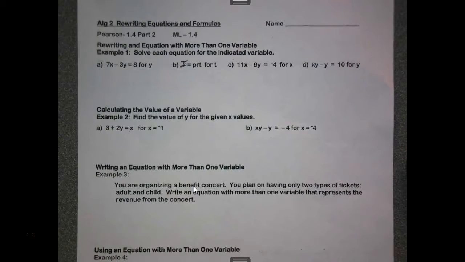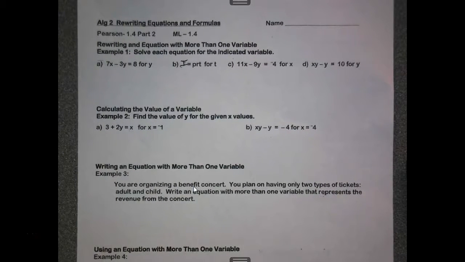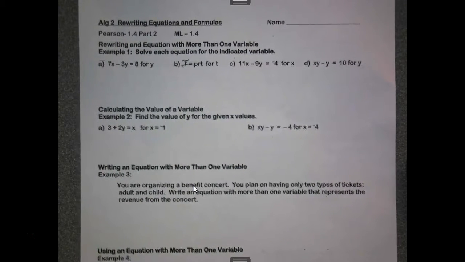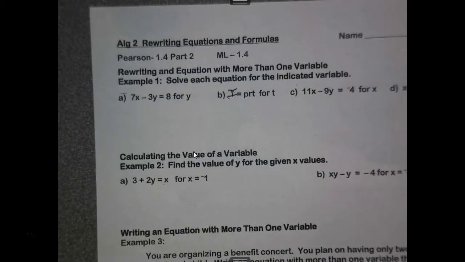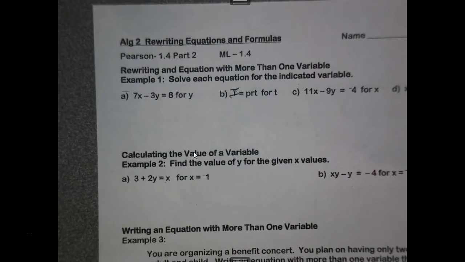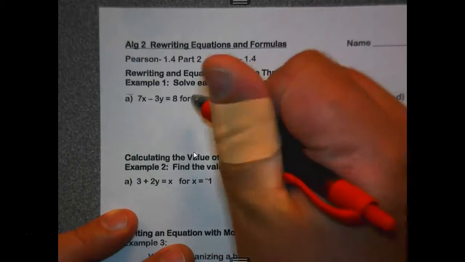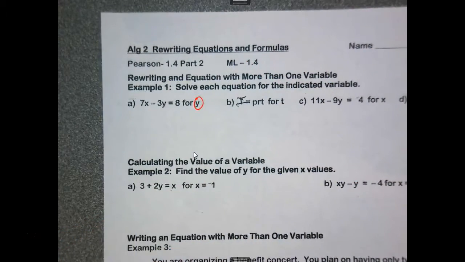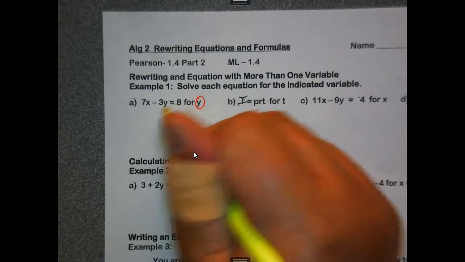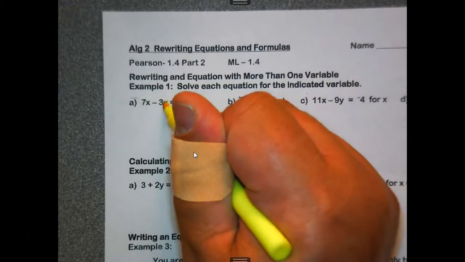1.4 part 2. Solving for a specific variable. All right, A. They want us to solve for y. Okay, let's see. So here's my equation, and they want us to solve for this guy right here.